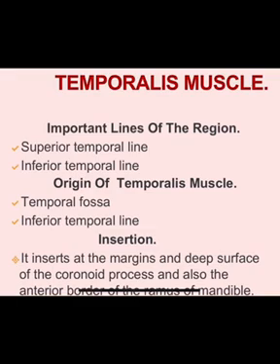Now, what is the origin of the temporalis muscle? The origin is, of course, from the temporal fossa and the inferior temporal line. The insertion of the temporalis muscle is such that it inserts at the margins and deep surface of the coronoid process, and also it inserts at the anterior border of the ramus of the mandible.